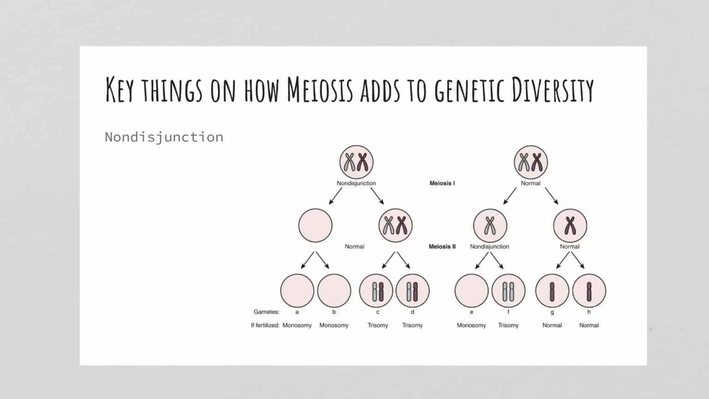Another form of non-disjunction that can occur is during meiosis 2. So the homologous chromosomes separated out perfectly fine, and these end up continuing totally okay. But then during meiosis 2, you end up getting two of the sister chromatids on the same side, and again, that can give you a form of trisomy. So here's where you might see some complications, and again, this would be a non-viable gamete.